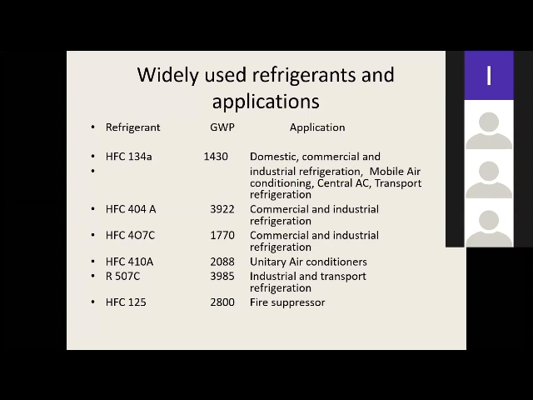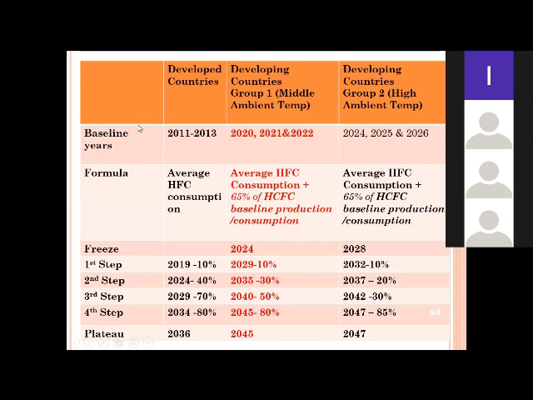So especially engineers, if you are engineers dealing with this, please take this into consideration. There are also mechanical engineers, maybe civil engineers, electrical engineers who also have to consider this. Now, under the Kigali Amendment, there's a baseline. We are here, developing countries, group 1, middle ambient temperature. So we are using baseline 2020 and these 3 years. And then we take the average of these HFC and HCFC as the baseline according to this. And we have to freeze by 2024, and then we have to reduce like this.